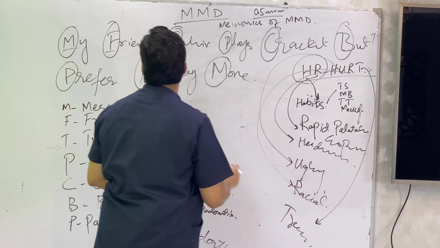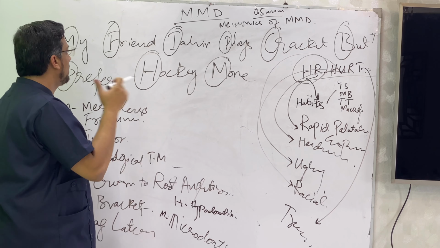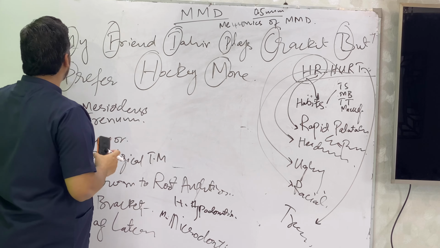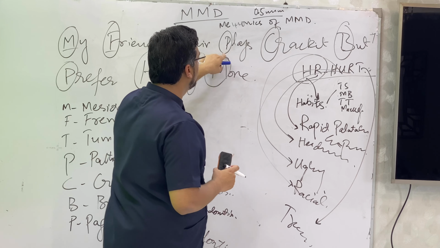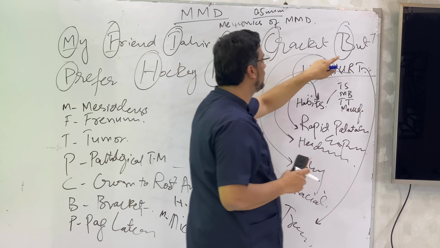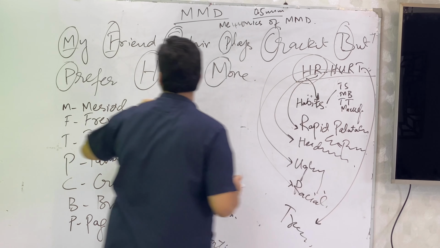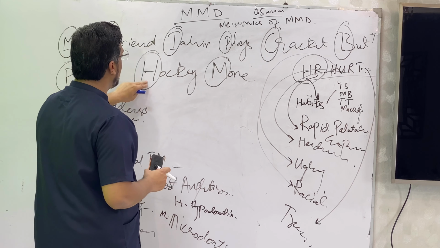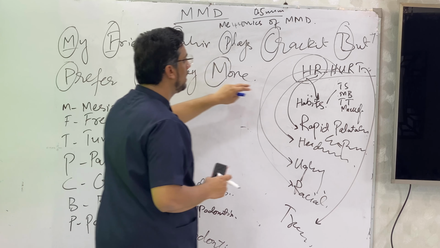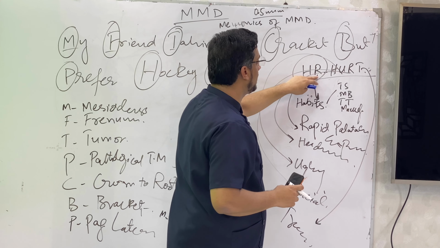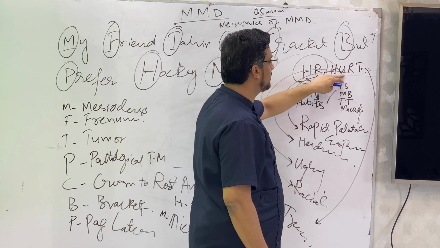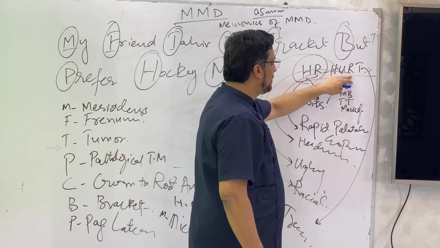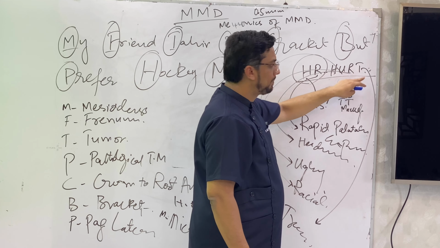So the mnemonic would be: my friend Tahir plays cricket but prefer hockey more. Mesiodens, frenum, tumor, pathological tooth migration, crown to root angulation, bracket positioning error, peg lateral, hypodontia, microdontia, habits, rapid palatal expansion, hereditary causes, ugly duckling stage, racial predisposition, and dentoalveolar trauma.